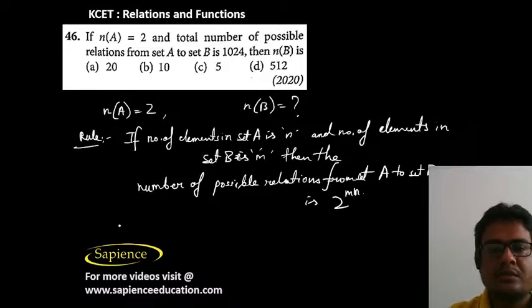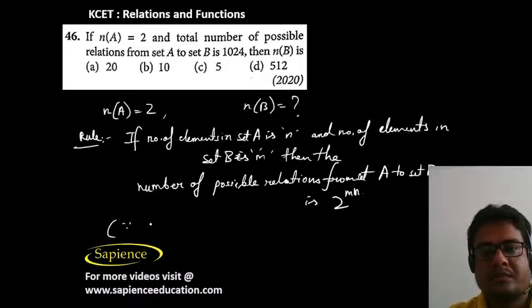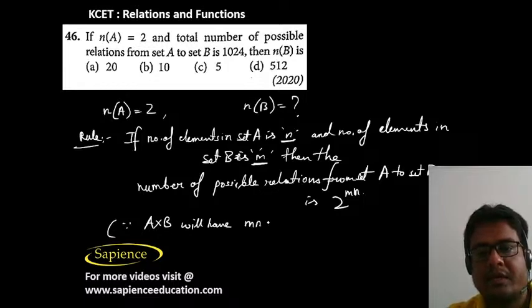This is the rule. Why? Since the Cartesian product A cross B, if A has n elements and B has m elements, then A cross B will have mn ordered pairs. Mn ordered pairs means m into n elements it will have.